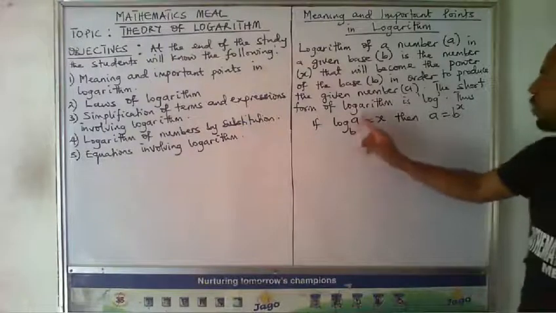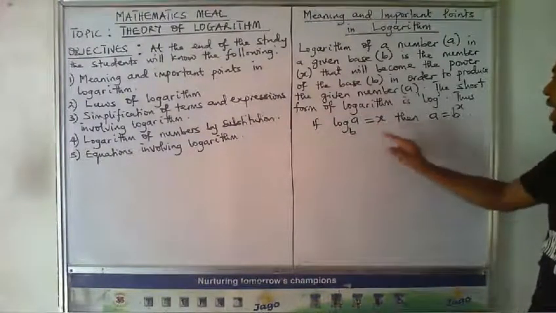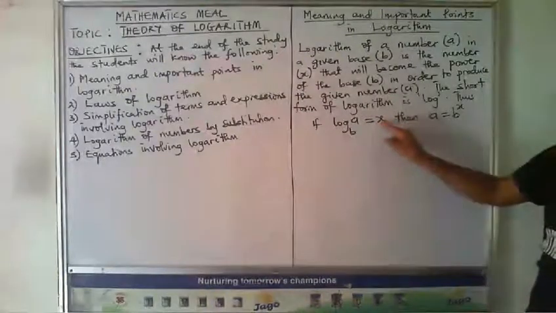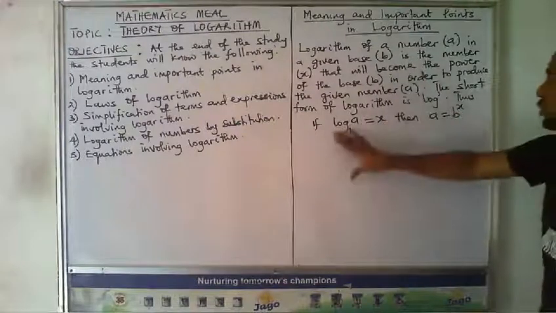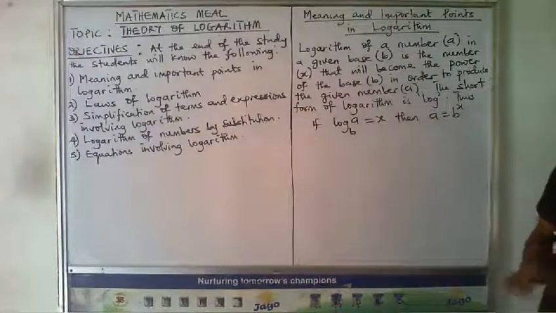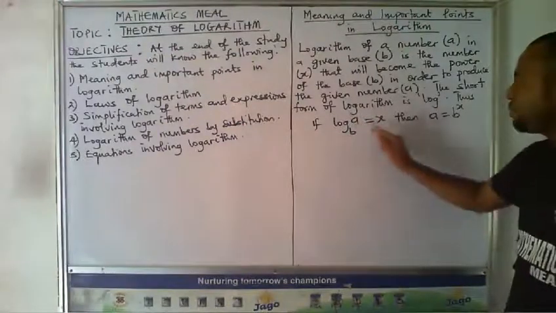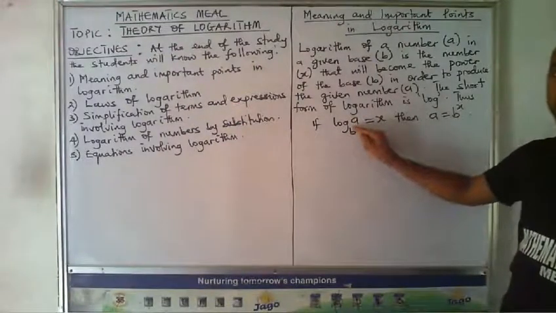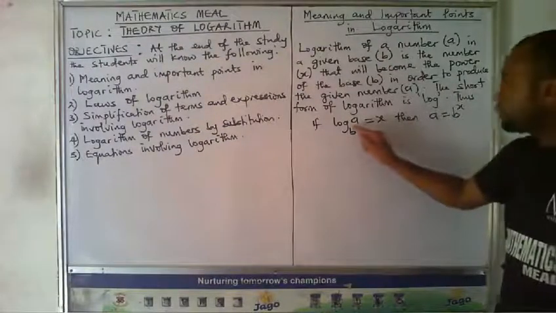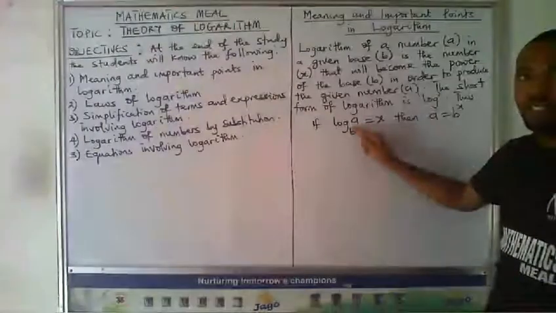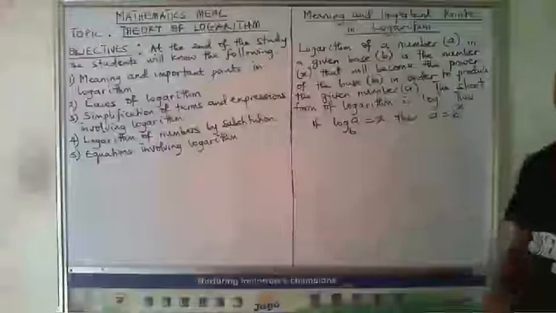Now, if the logarithm of a in base b is s, it means that when I raise this base to the power of s, I will form a. So we say the logarithm of a in base b is that number that will become the power of the base b for me to find a. Any number that will become the power of b so that I produce a, that number is the logarithm of a in base b.